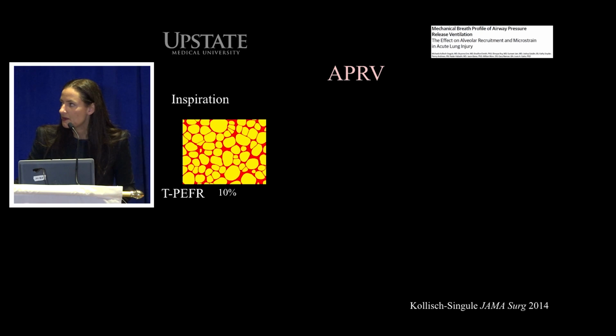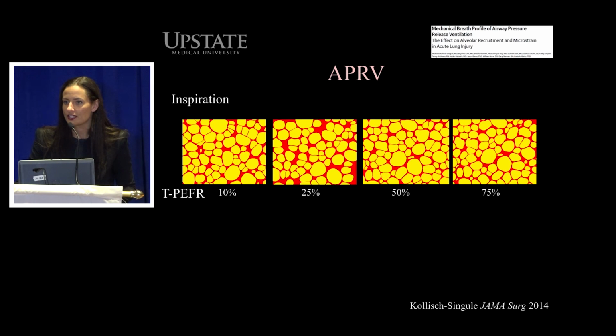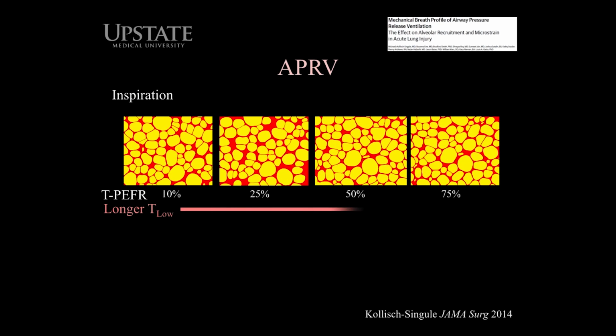And of course, we looked at APRV as well, looking at the same settings. This is inspiration, and regardless of how we set our T low, our alveolar airspace occupancy at inspiration is really quite nice. There's a really lovely surface area in our APRV group, regardless of what our expiratory settings are. And this suggests that this is due to the time component of APRV. When we set our plateau pressure, we're spending a prolonged period of time at our plateau pressure, allowing for alveolar recruitment.